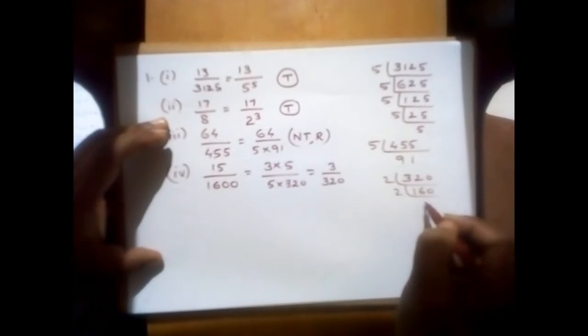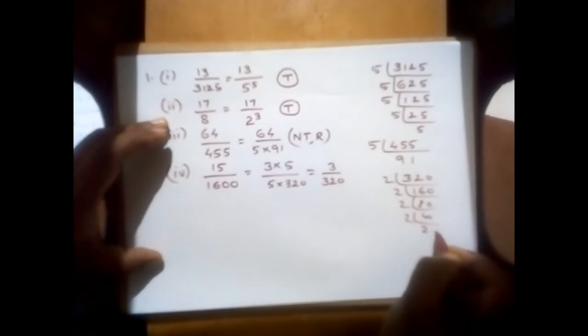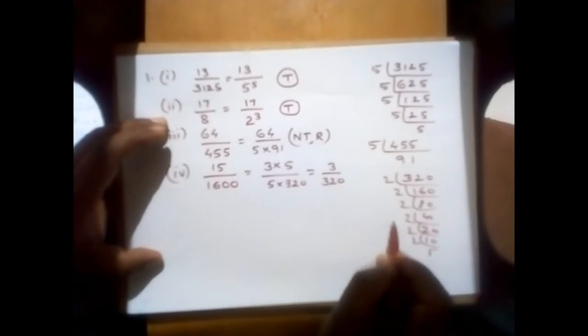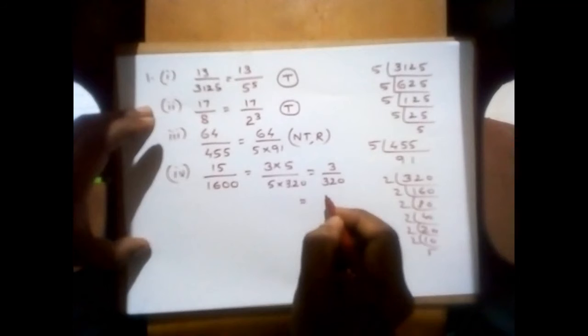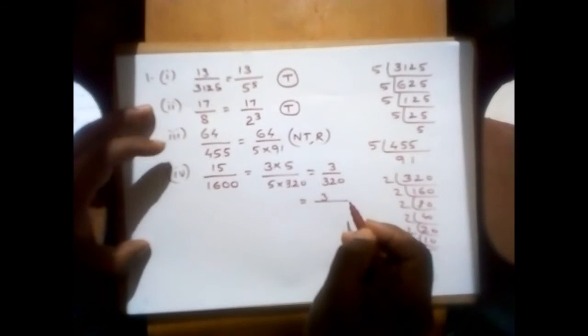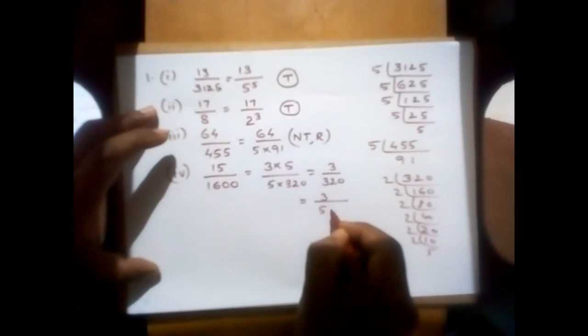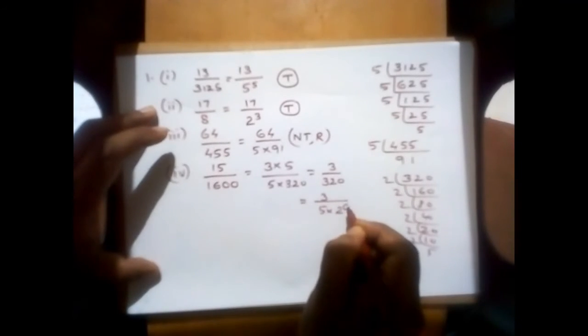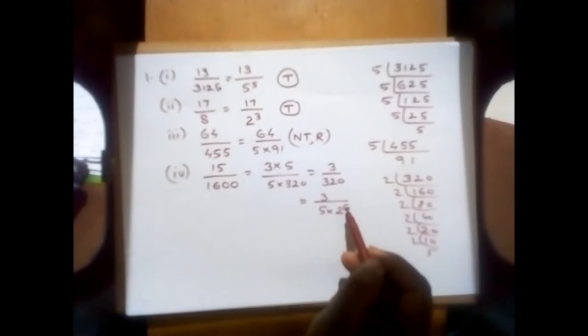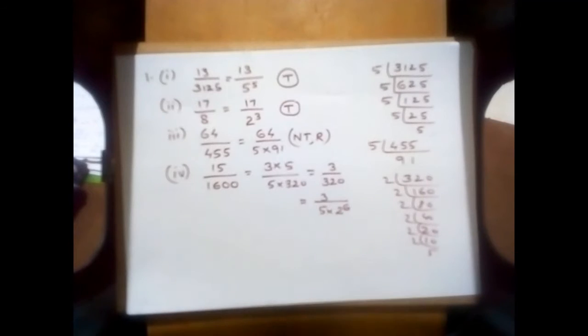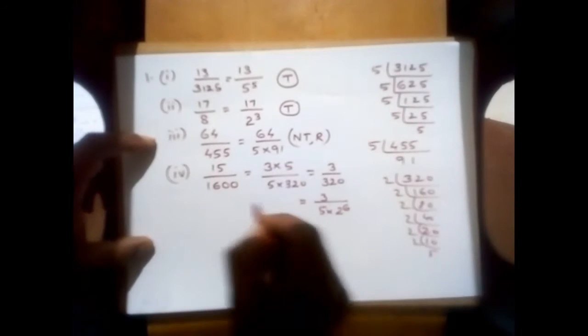Now we will be factorizing 320: 160, 80, 40, 20, 10, then 5. So how many 2's are there? 6 2's are there. So this is equal to 3 divided by 5 into 2 raised to 6. Again, this is of the form 2 raised to n into 5 raised to m, where n is equal to 6 and m is equal to 1. So this is terminating.